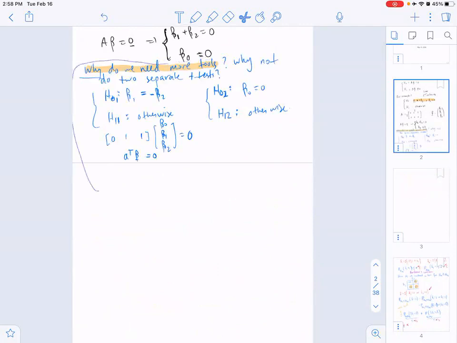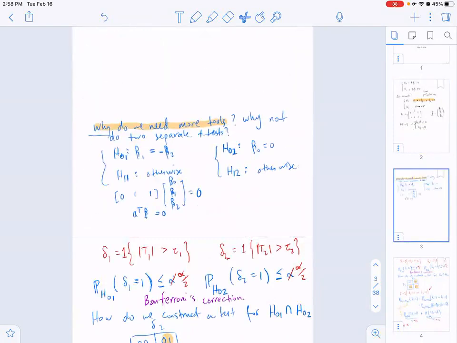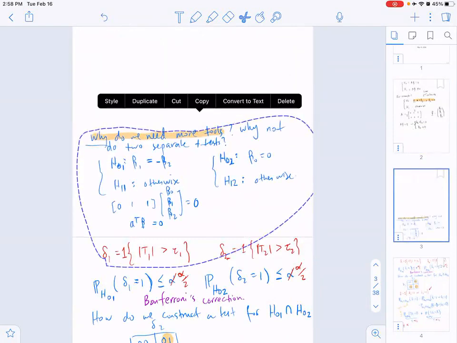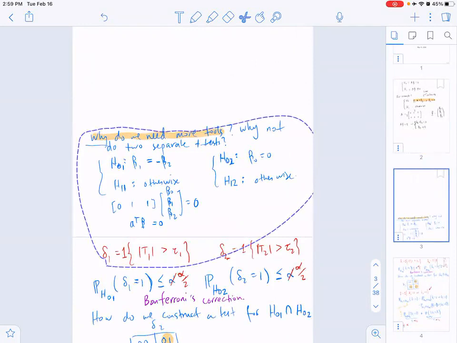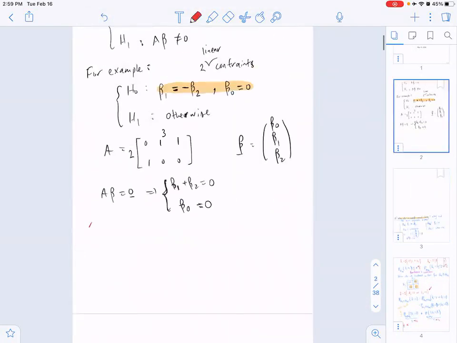Sorry, let me move this. So this goes here. So there's like a footnote here. Why do we need to consider anything beyond the t-test? Yes. So you looked at that.